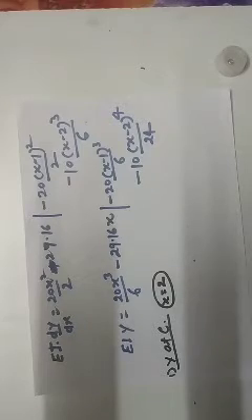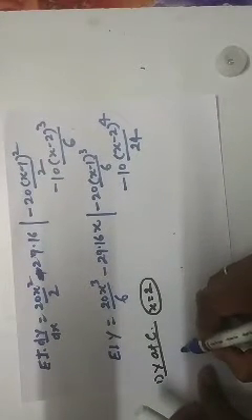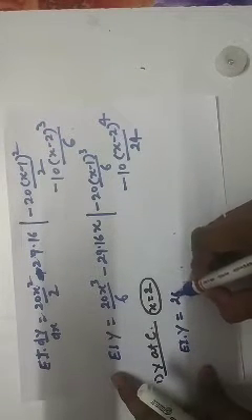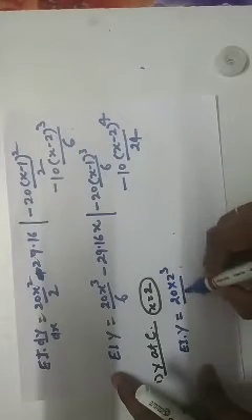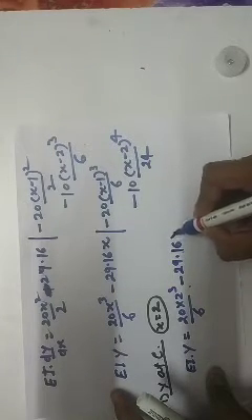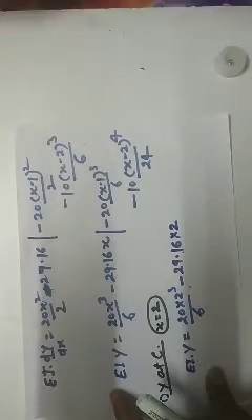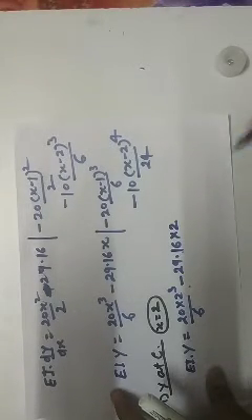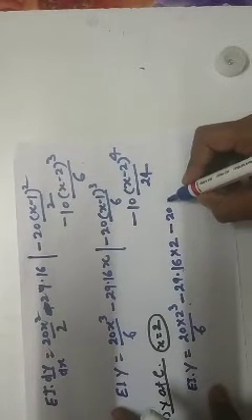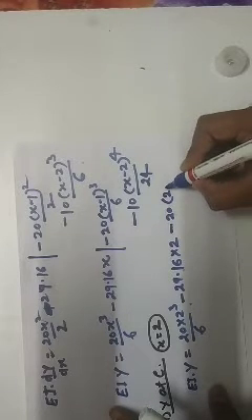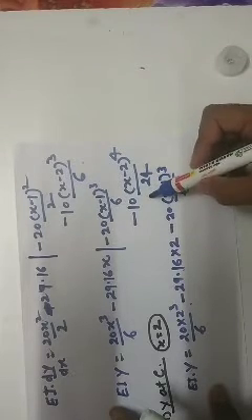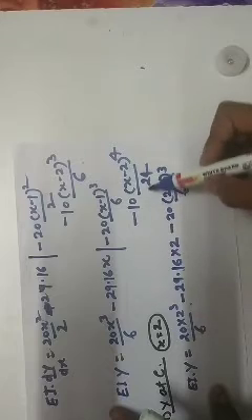Then what will we find? We will find EI into y equal to 20 into 2 cube upon 6 minus 29.16 into 2, minus 20 into 2 minus 1 cube upon 6. We will not put the value of x equal to 2 into this term, right?